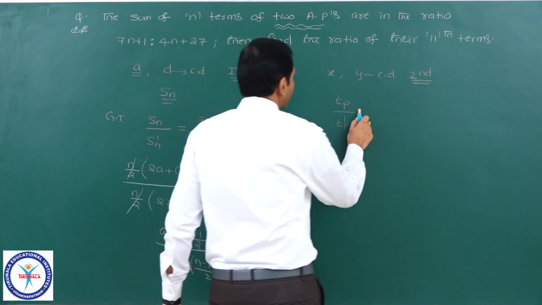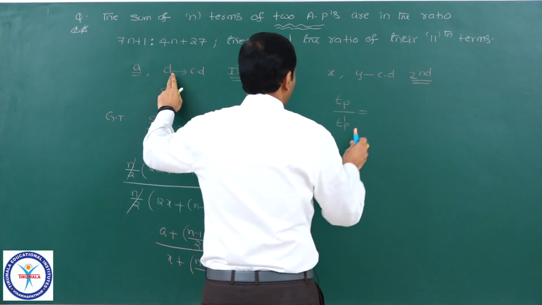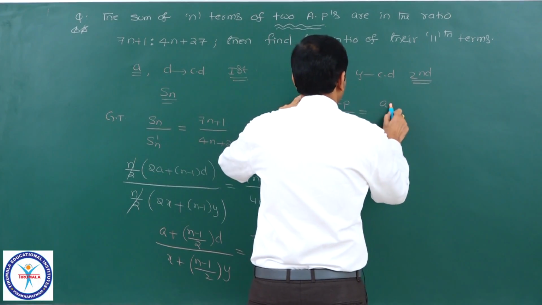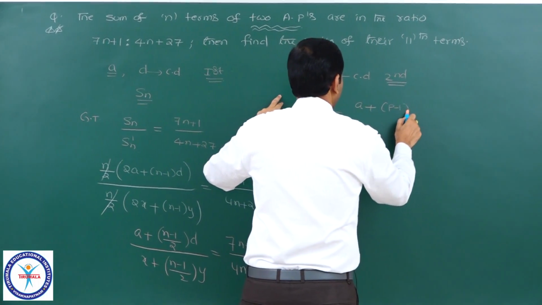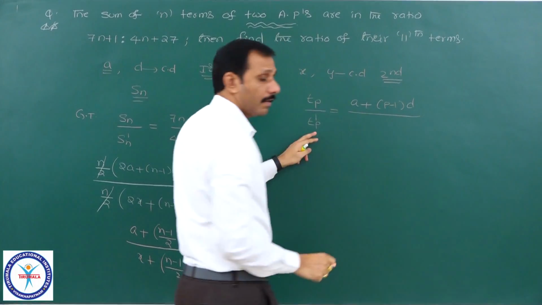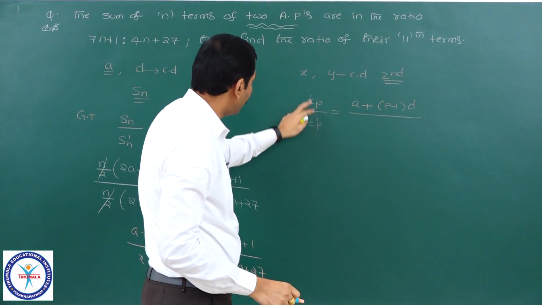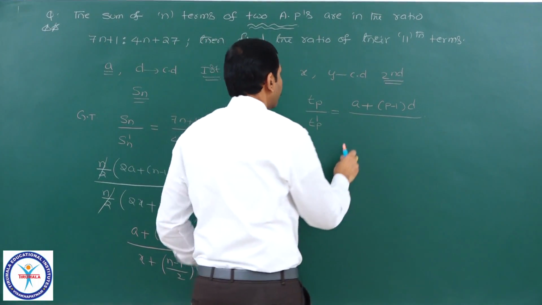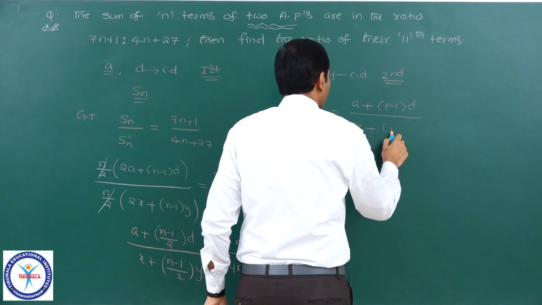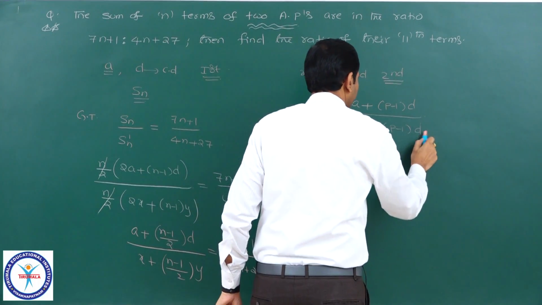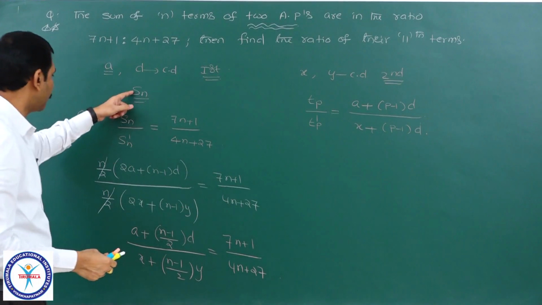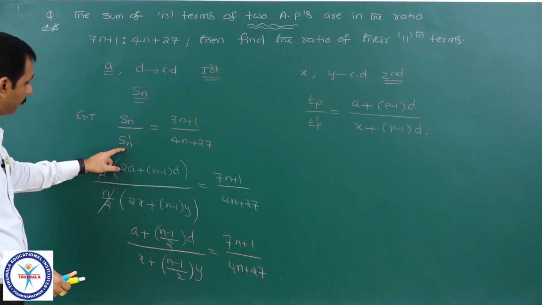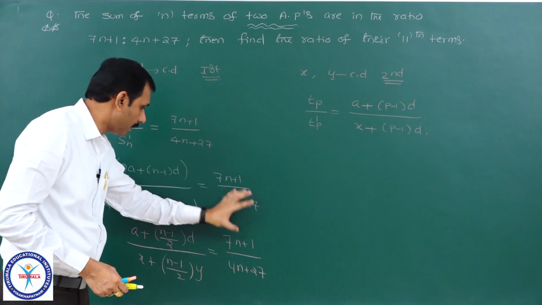What is a TP actually? A is the first term and D is the common difference. For the first AP, the pth term is A plus (P minus 1) into D. Now for the second AP, the pth term is X plus (P minus 1) into Y. Right. This simplification we have already done: Sn by Sn prime is equal to whatever it is.